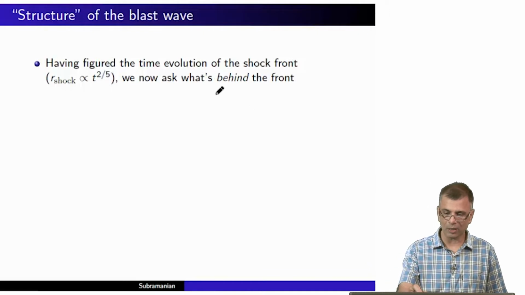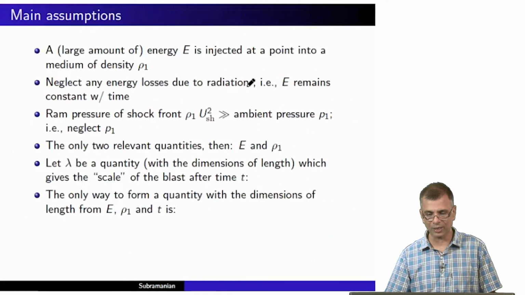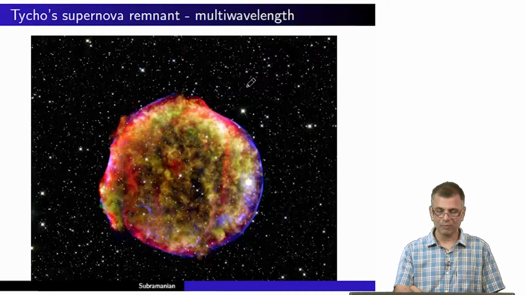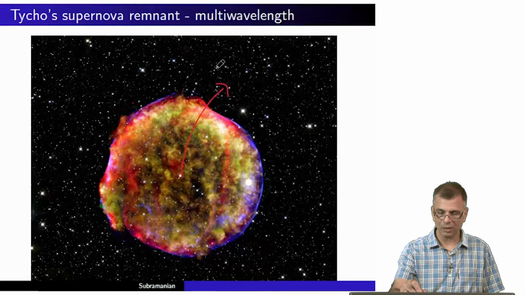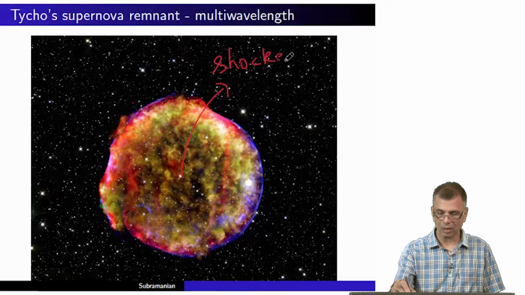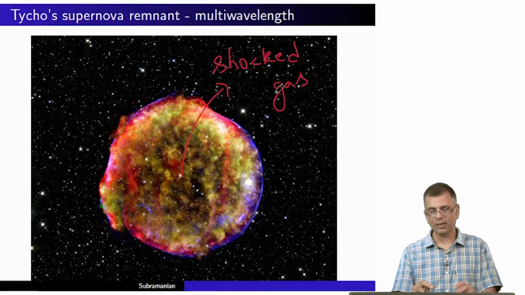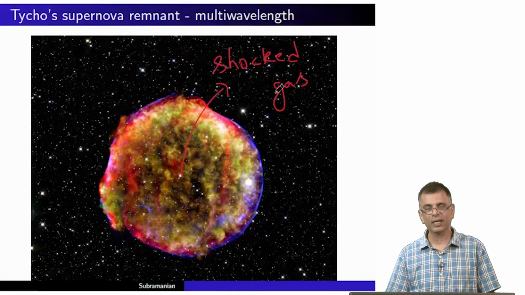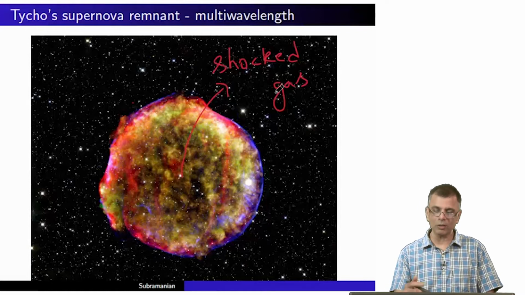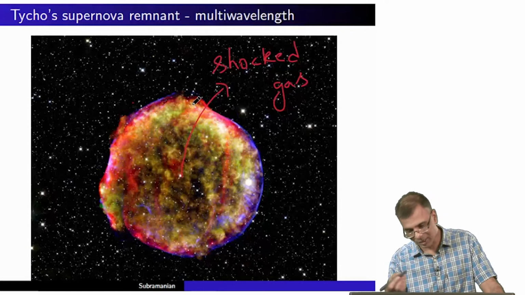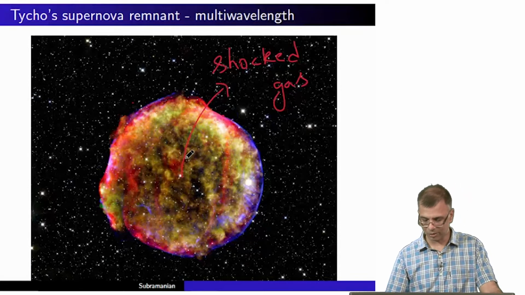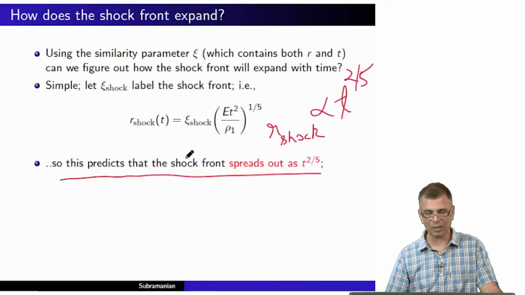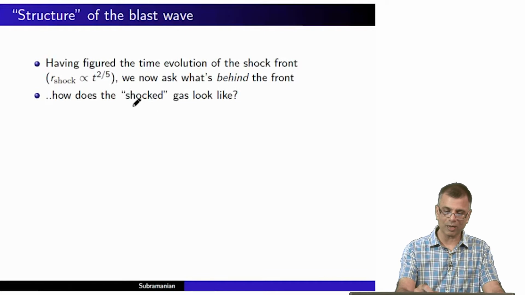Why is this important? Because all astrophysical observations like this, all of this is essentially shocked gas, in the sense that the shock has passed through the gas and heated it, and that's what's causing the particles to radiate, and that's what we see. So we would like to know what's the density structure, what's the velocity structure, what's the pressure structure behind the shock. This would be the shock front, so behind it, what's the structure? That's what we would like to know: what does the shocked gas look like?